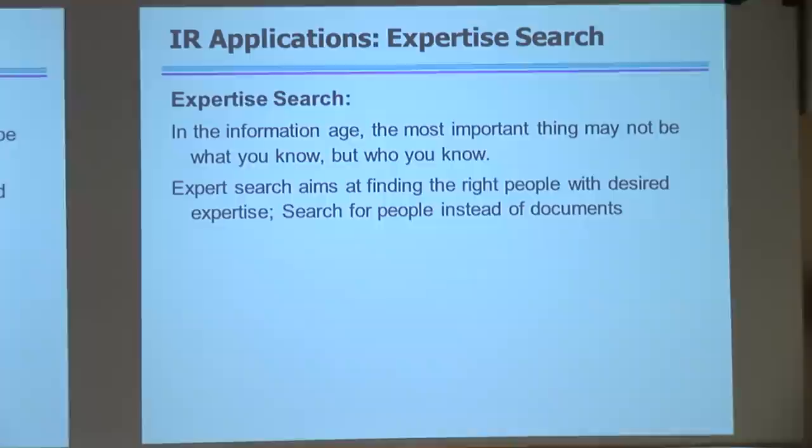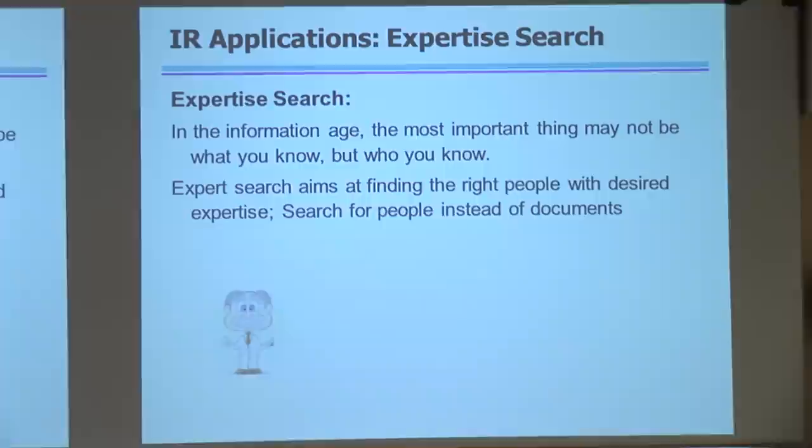So in the information age, the most important thing may not be what you know, but who you know. So in these cases, expertise search aims at finding the right people with the desired expertise, and we want to search people instead of documents in these cases.